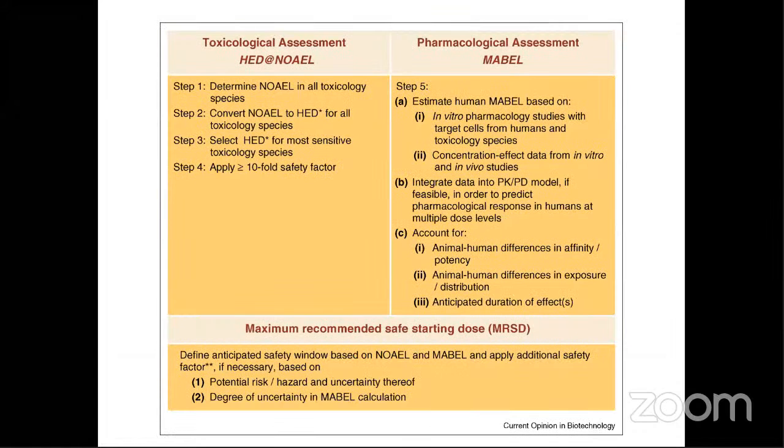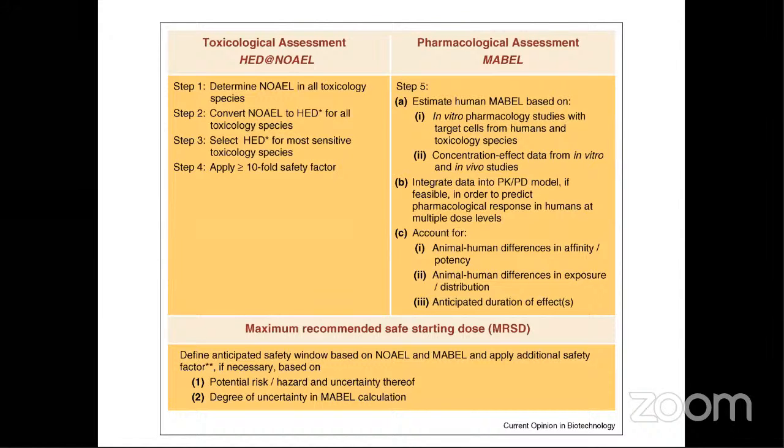So how does it work? Basically, from the preclinical data, you identify the no observed adverse effect level, NOAEL, where you gave a range of doses to animals, in three different animal species, and you identify a dose where you don't observe any adverse event. And then on the pharmacological assessment side, you identify a dose where you have the minimal anticipated biological effect. It could be observed through an in vitro or an in vivo assay.